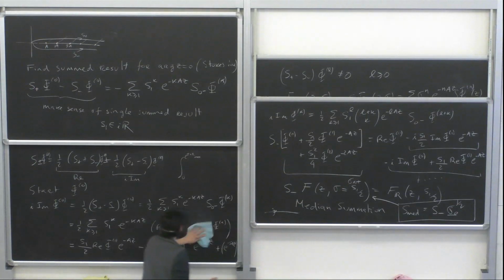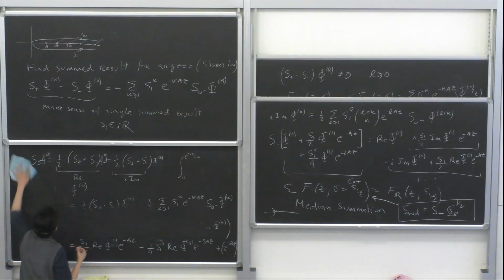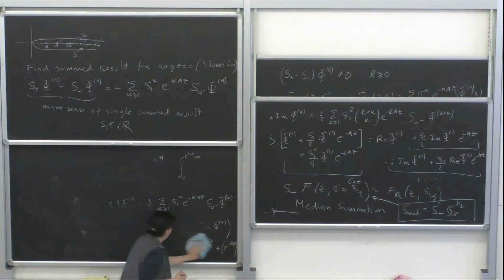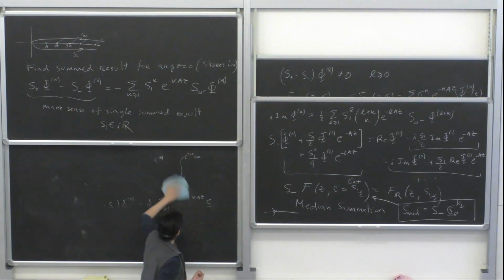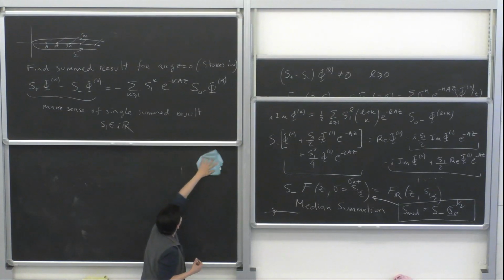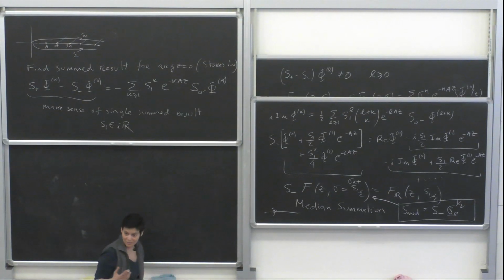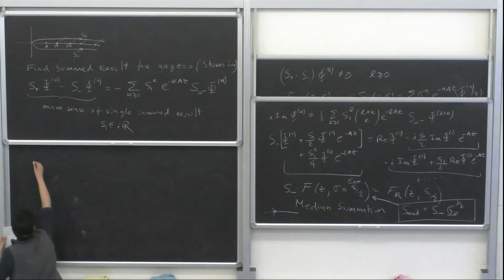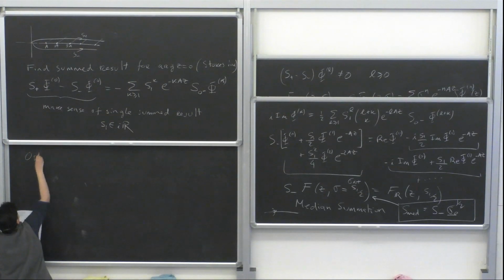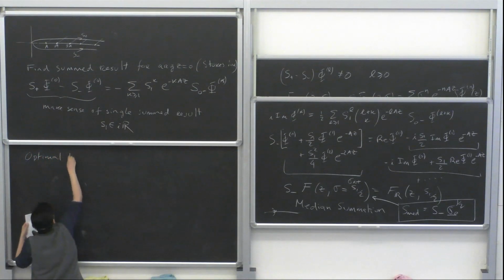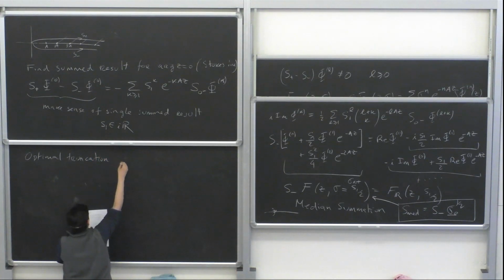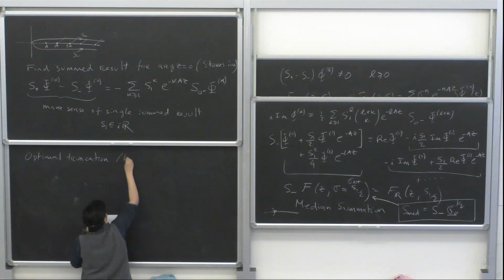So then what I would like to do now to finish up is talk about summations. And this means also reviewing a tiny bit about what we spoke about before. So the first thing I would like to say is the optimal truncation and hyperasymptotics.